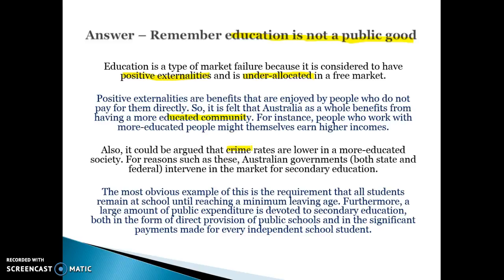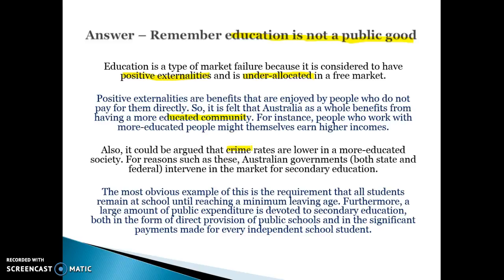Now, when you decide to go to school, or when your parents decide to take you to school, they're not thinking about these positive externalities. They're not thinking, oh, good, you're going to pay more tax. They may think about the crime element, but they're definitely not going to be thinking about it. Their main idea of you getting educated is the benefits that it's going to provide for you in the future. So what happens is not enough people would get educated because they don't think about the positive externalities of them getting educated. So people would not be willing to pay the higher price to get an education.